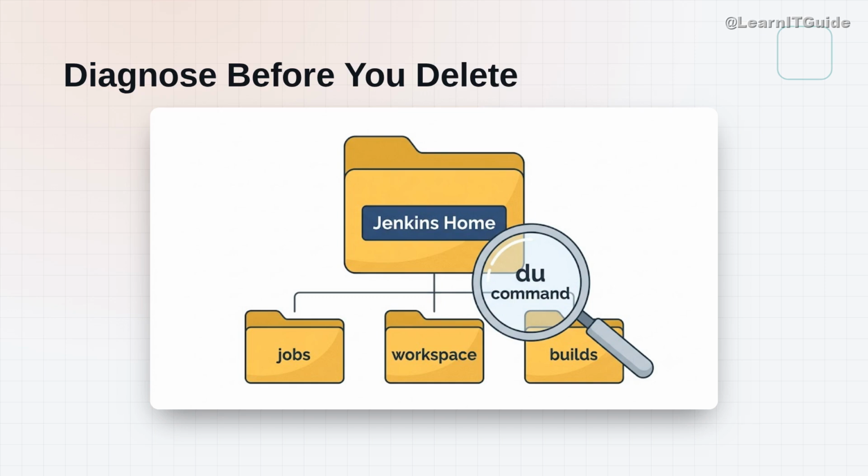The most effective way is to use the disk usage command on your Jenkins home directory. Focus your search on the jobs directory, the workspace folder, and the build subdirectory. These are the usual suspects. I have put the exact command on the screen to help you list the top 10 largest directories within your Jenkins home. This tells you exactly which project is the primary offender, rather than guessing.